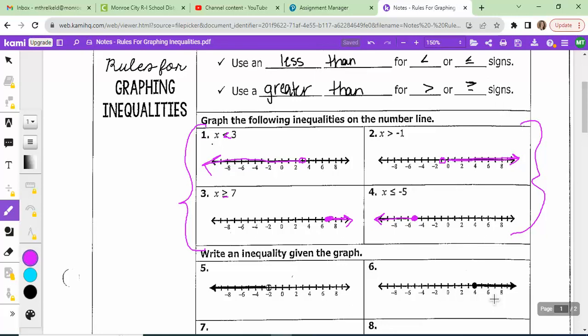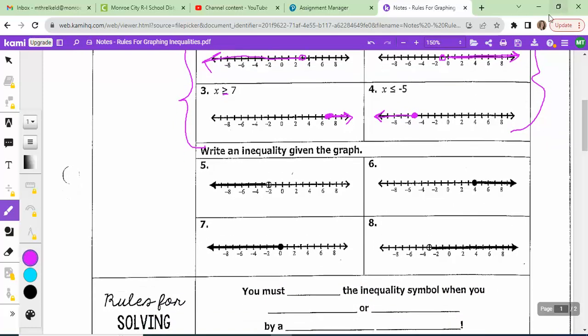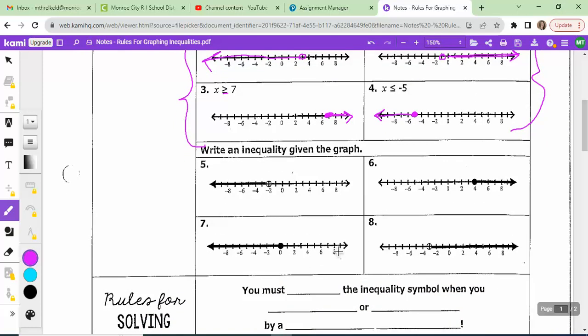If there's an equal to, it's a closed circle. If there's not, it's an open circle. And then less than goes to the left, greater than goes to the right. Are there questions on any of those? So let's look at going in reverse. If I wanted to figure out what the inequality was for each of these. Okay, so the first one. Where's my dot at?